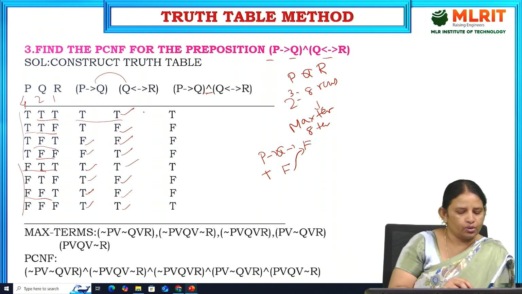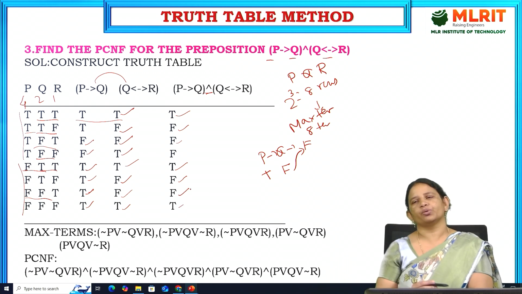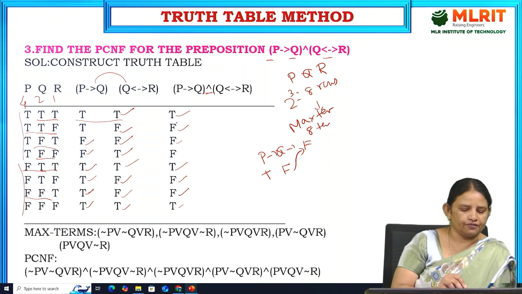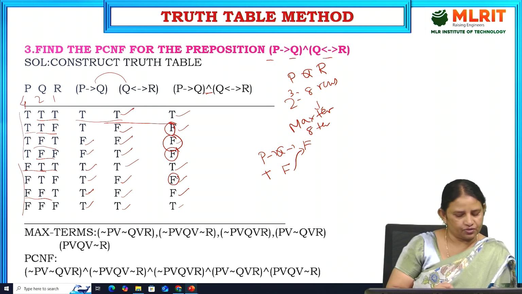So true, true returns true. True, false is false. False, false is false. Then again, false, true is also false. True, true is true. Again, true, false is false. True, false is false. From the truth table, we need to concentrate on the false values. So the second row is false, the third row is false, the fourth one is false, then the sixth one and the seventh one are false.